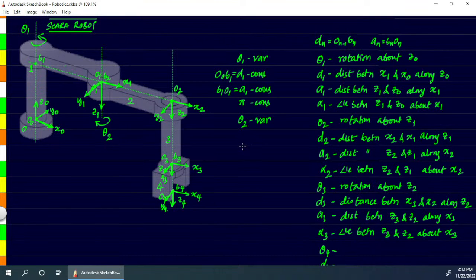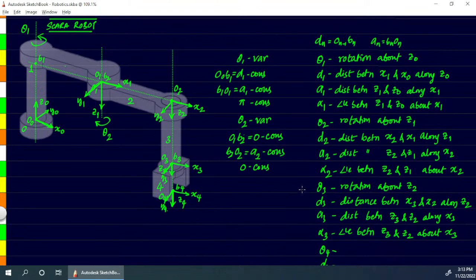Then d2 is the distance between x1 and x2. X1 and x2 both are overlapping, so the distance is 0. Of course we can also name the point. d is the distance between previous origin, o1 and b2. O1 and b2 are both overlapping, and hence its value is equal to 0, and of course this is a constant. Then coming to a2, b2 o2 is that distance. So b2 to o2 you can see we have a constant distance, that's distance a2, and it's a constant. Then we have to measure alpha 2. Alpha 2 is the angle between z2 and z1 about x. They are both parallel, so the angle is 0, and it's a constant.